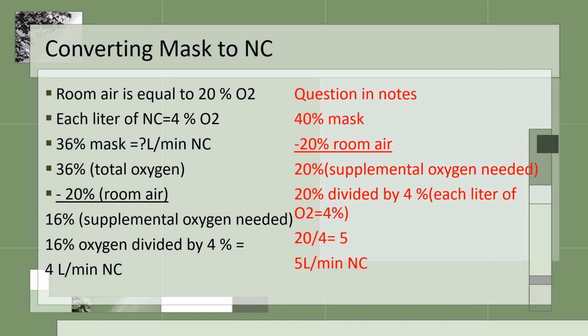The next one is 40% mask. So we're going to automatically take away 20. The patient has a total of 20% supplemental oxygen needed. It's 20% divided by 4%, since each liter of oxygen equals 4%. So it's 20 divided by 4 equals 5, and they have 5 liters per minute nasal cannula.